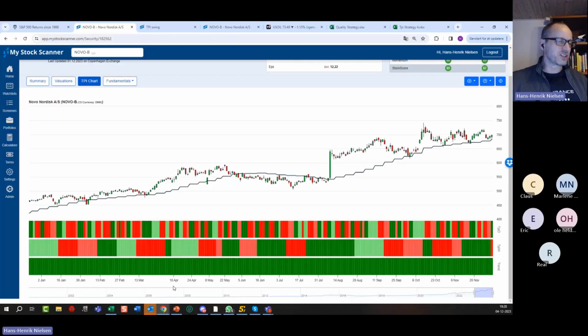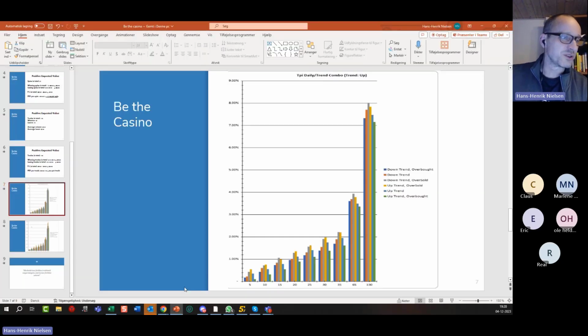If we go back to the TPI chart here, where the long-term trend is green, and the indicator is light red, which means it is down in oversold, compared to if it is up in the light green, meaning it is up in the overbought. Let's have a look at the stats here, and I'll explain them to you.